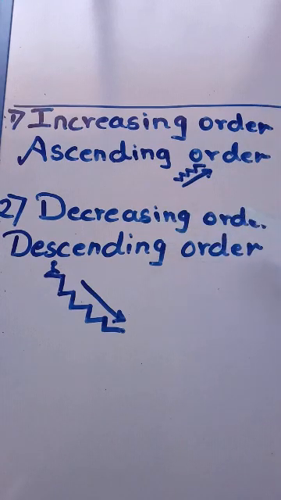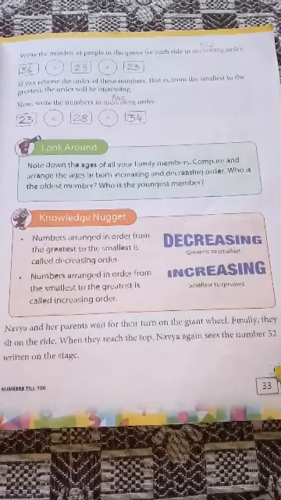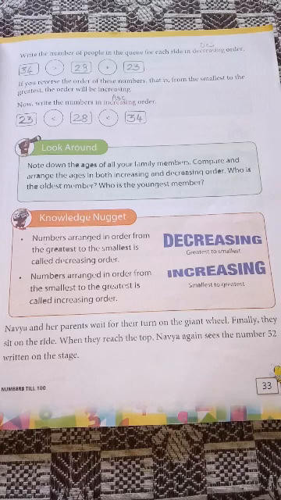And what is decreasing order? It is descending order. That means from the biggest number to the smallest number. So these two terms we have learned in second, and these terms only we are going to use in the second standard. Okay, increasing order and decreasing order. Now let's go to page number 33.